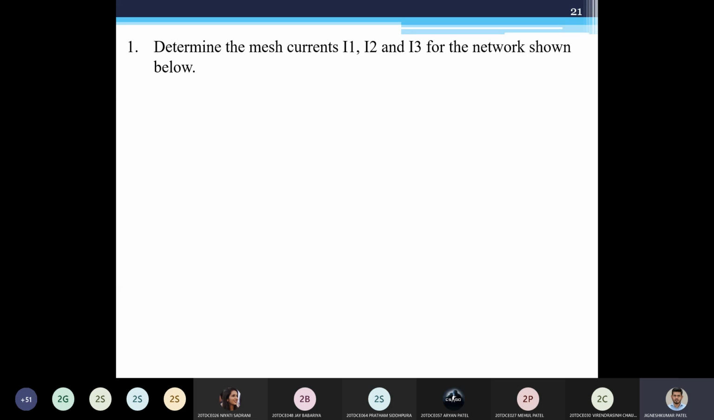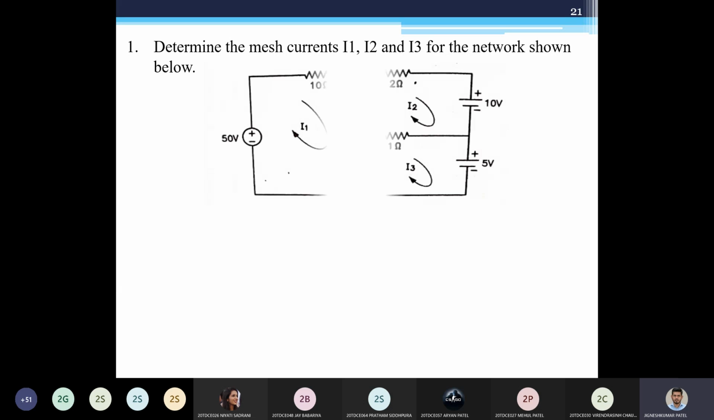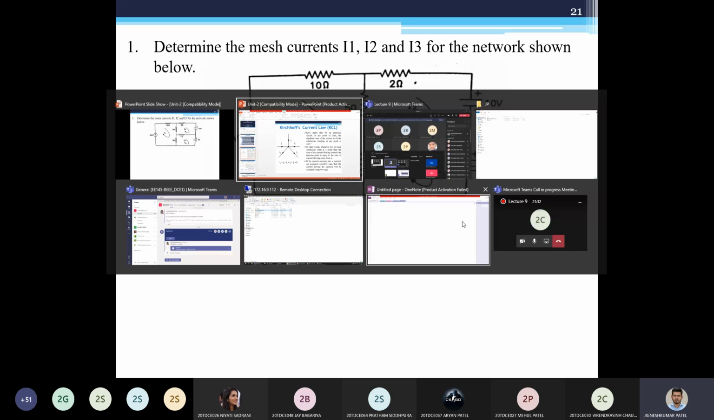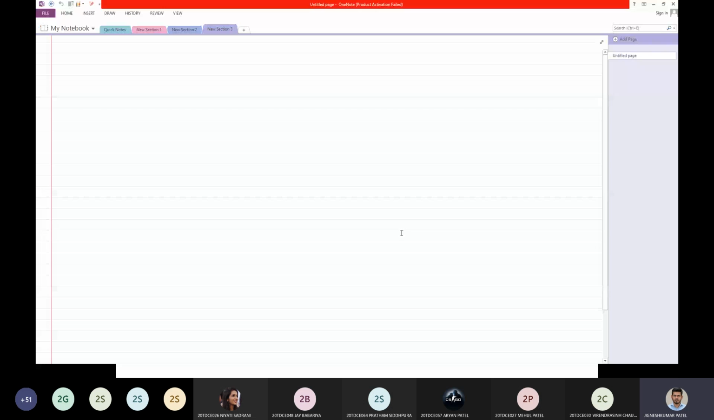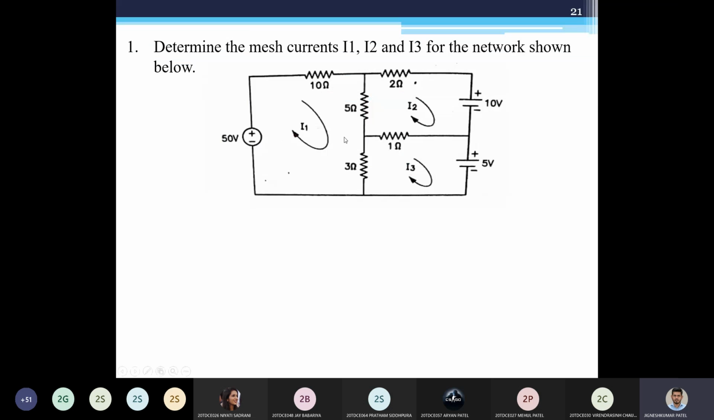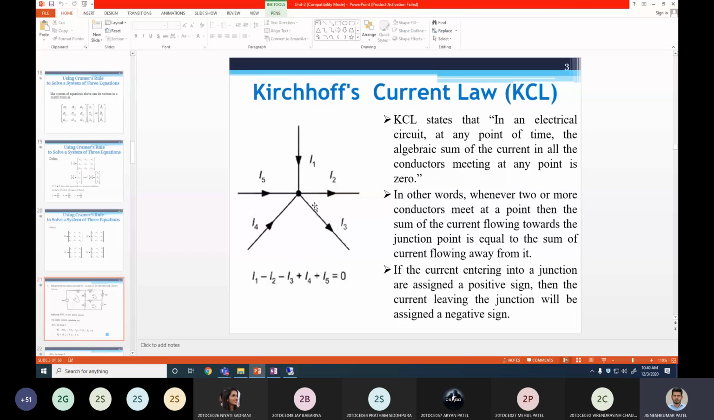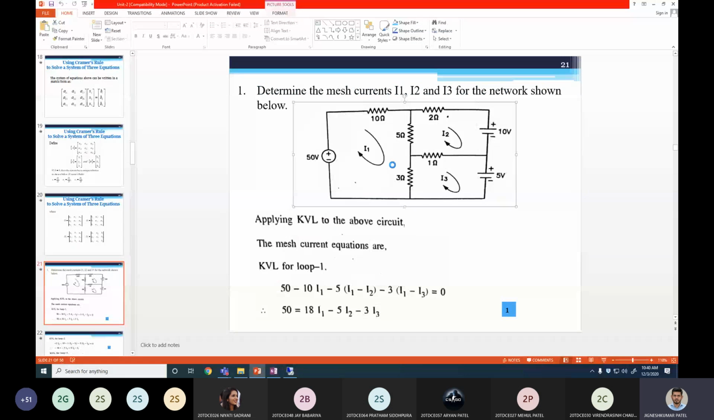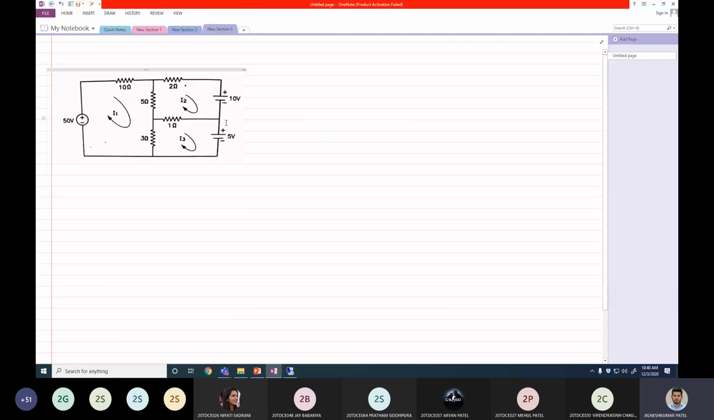Okay. Now let us see an example of mesh analysis. The question is: determine the mesh currents I1, I2 and I3 for the network shown below. See, this is the network. Let us write down the equations for this network first. I'll take this figure in this notebook and we'll write the equations.